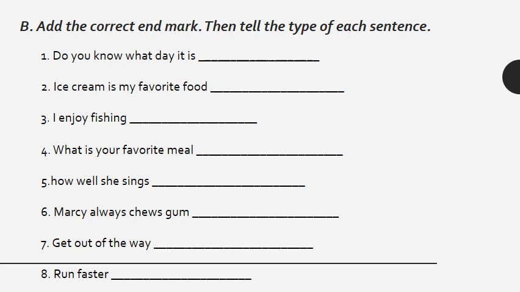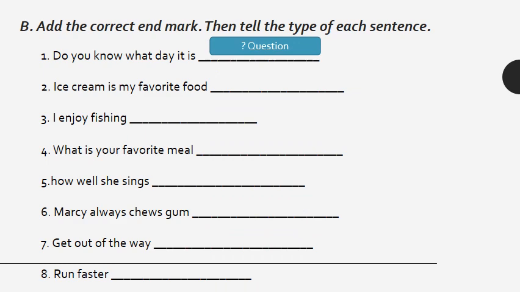Okay, first one. Do you know what day it is? Directly when you read the sentence, you figure out that it is a question. And you have to notice here that in "do you know," I have verb then subject. I don't have subject then verb. Since the verb is before the subject, it is a question. So how must it end? It must end with a question mark.